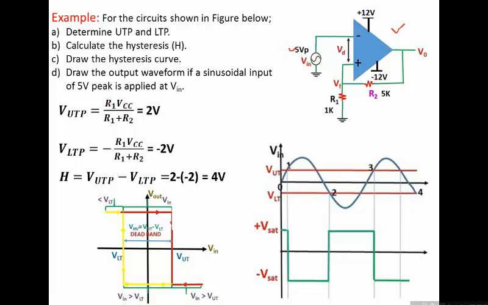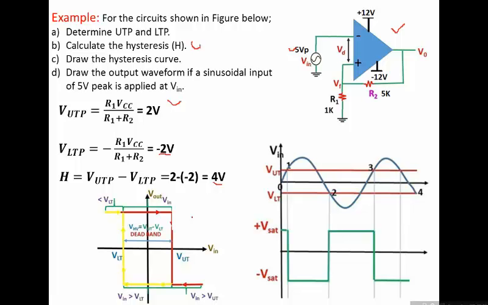With R1 is 1 kilo ohm, supply voltage is 12 volts, and R2 is 5 kilo ohm. 5 plus 1 is 6. 12 by 6 is 2 into 1, 2 volts. So UTP is 2 volts, and similarly LTP is a negative level, which is defined by this relationship, and this becomes minus 2 volts. Then you can calculate the hysteresis band, that is defined as VUTP minus VLTP. That would be equal to 2 minus (minus 2), so it would be 4 volts. So hysteresis band would be 4 volts.